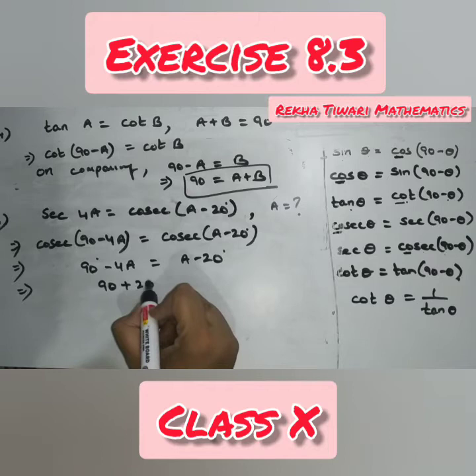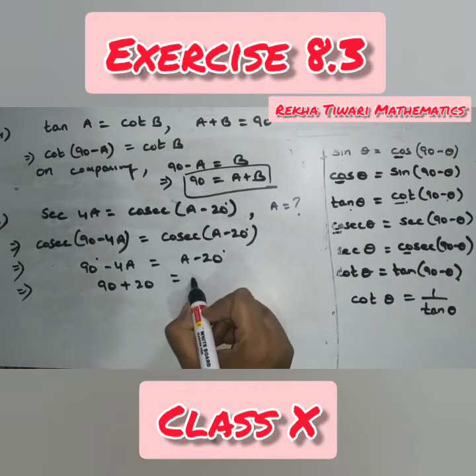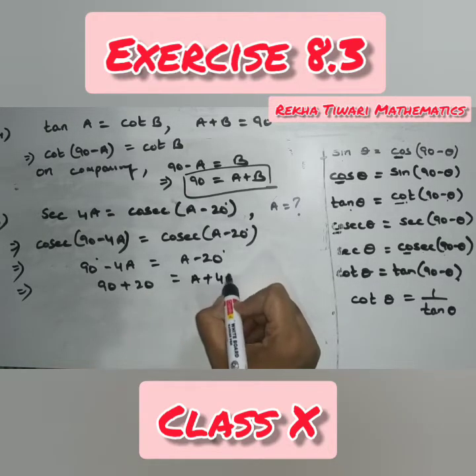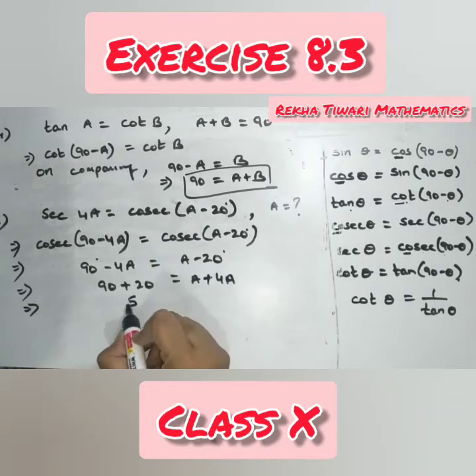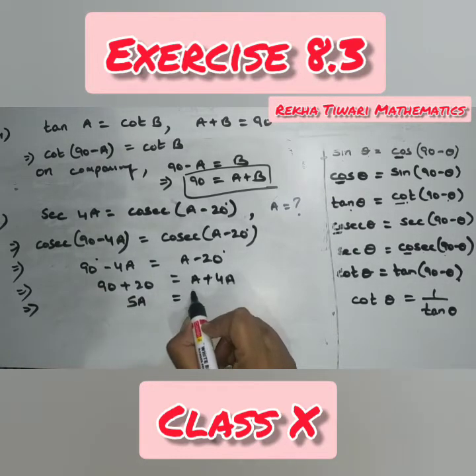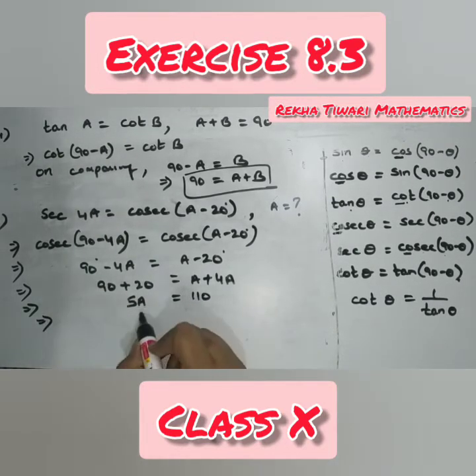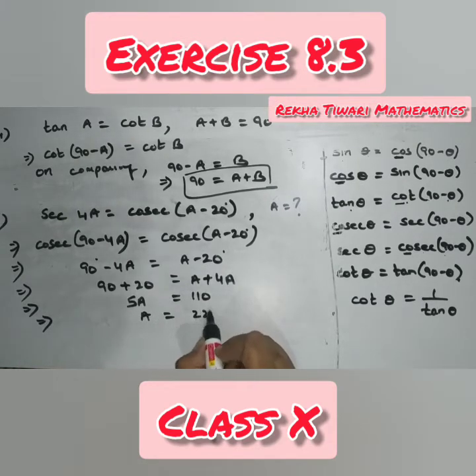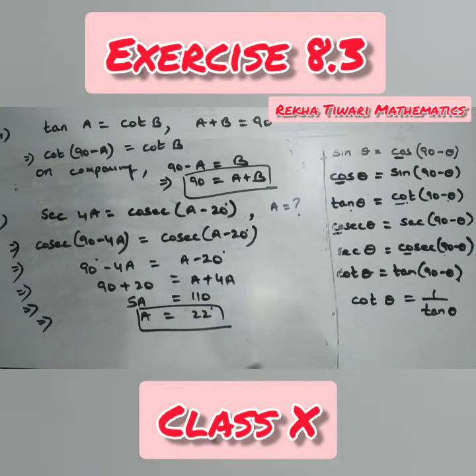Now solve this, you will get your answer. 90 plus 20 is equal to a plus 4a. This implies 5a equal to 110. This implies a is equal to 22 degree. I hope it is clear. All the questions are of same type. Proceed to question number 6.